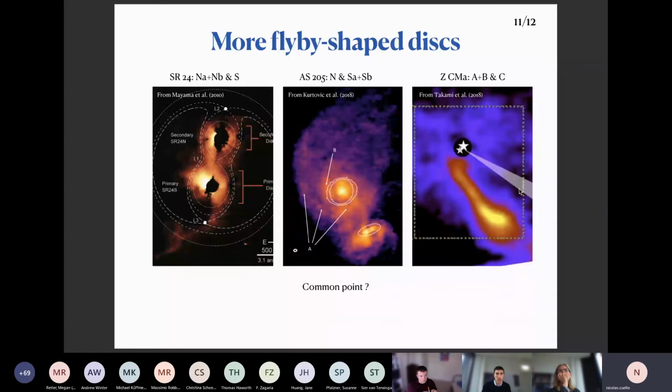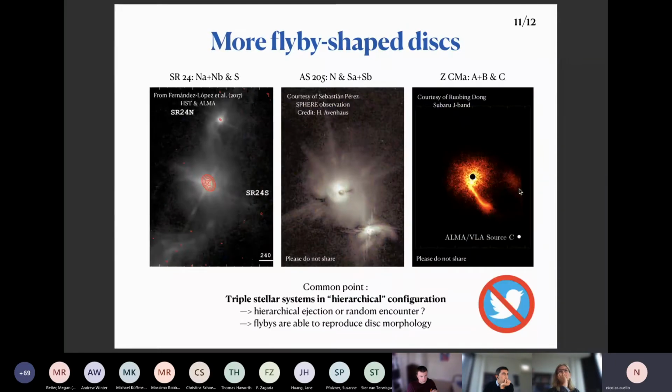So these are all multiple systems. There are at least 2 stars. And so if we go to an updated version of these observations, you can see here, for example, for SR24, that there is a lot of material. So this is an HST image, and you can see the continuum in there, and you see that there is a kind of a spiral, or a gaseous bridge connecting both stars, which suggests interaction.